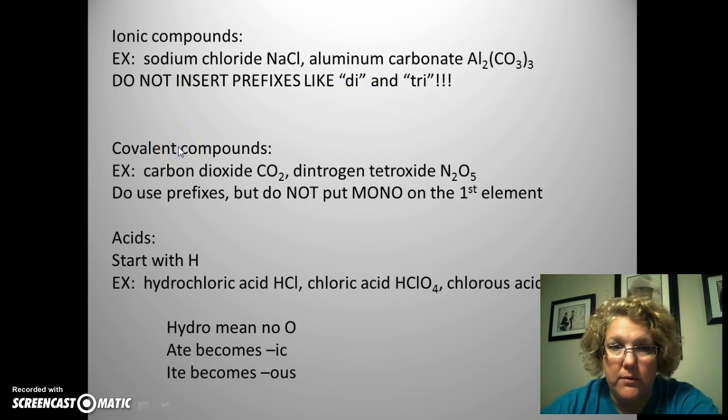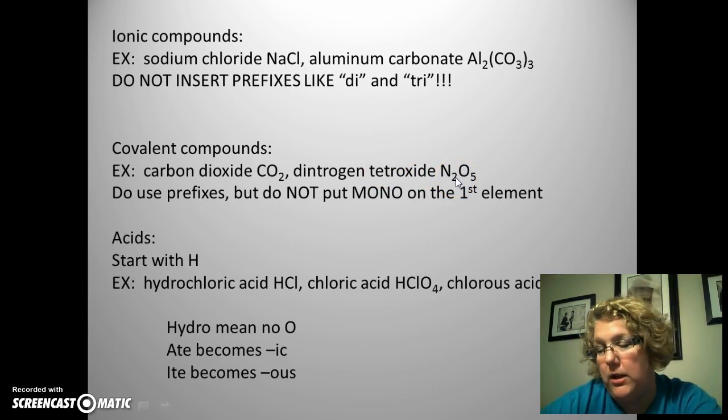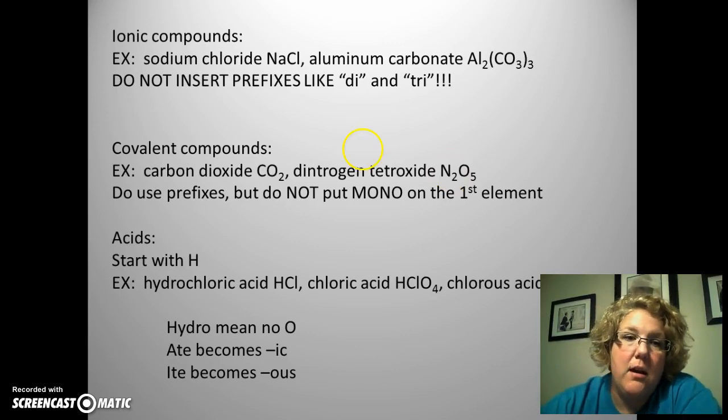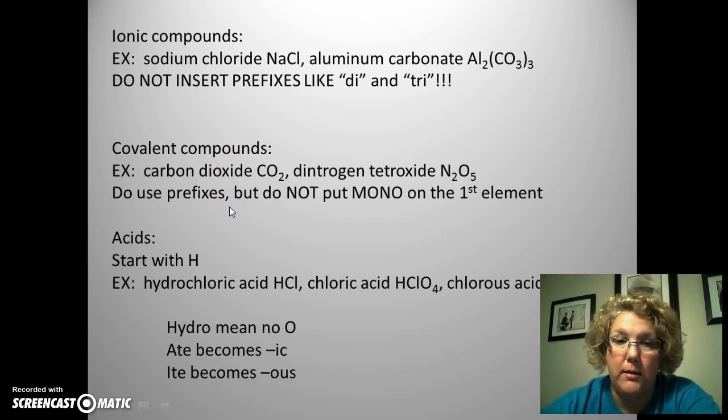Now, in covalent compounds, because nonmetals can combine in different ratios, we do need prefixes. Like there's carbon dioxide, CO2, but then there's also carbon monoxide, CO, so we have to specify. Dinitrogen tetroxide: there could be N2O3, N2O, NO, there are all different kinds of nitrogen oxide compounds, so we need prefixes in these. So do use the prefixes, but you don't ever put mono on the first element. Like we don't say monocarbon dioxide. If there's only one of the first element, we just omit the mono.